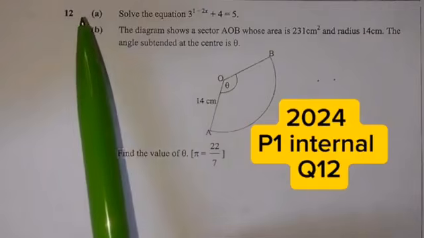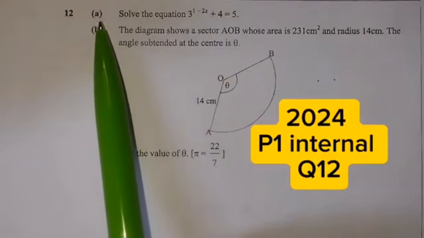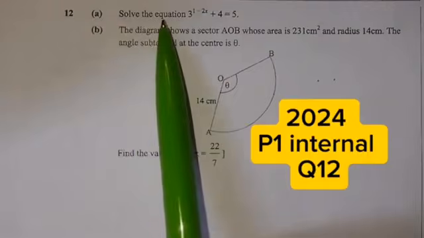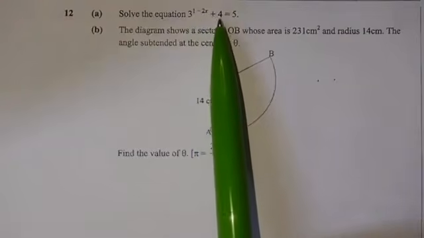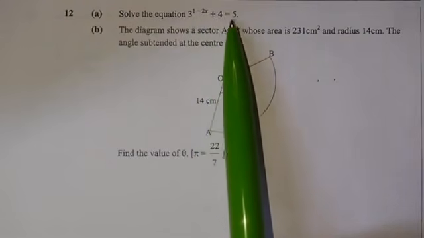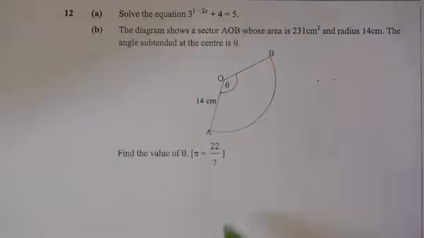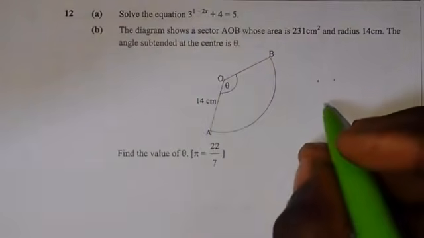So question 12, where we have question A and B. So we are going to start with question A. Solve the equation 3 raised to the power of 1 minus 2x plus 4 is equal to 5. So they want us to find the value of x. Okay, so how can we solve this equation?